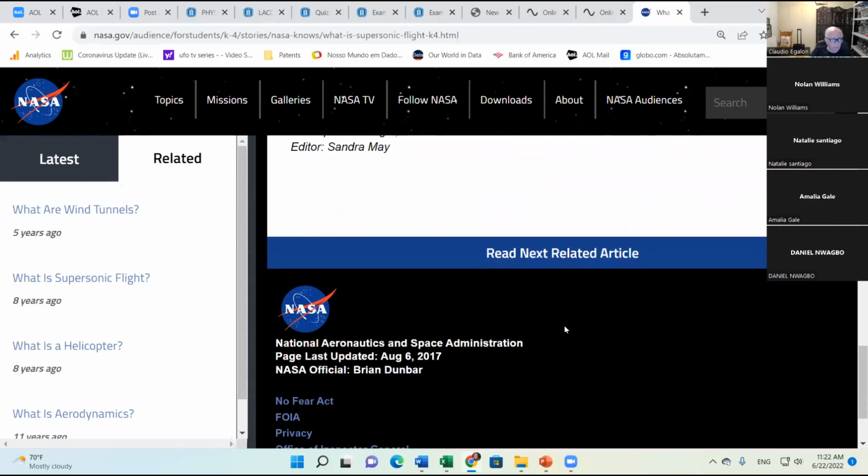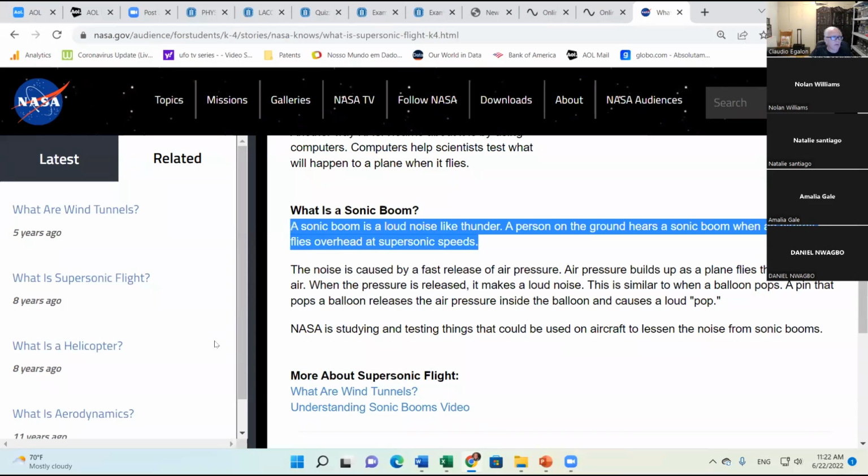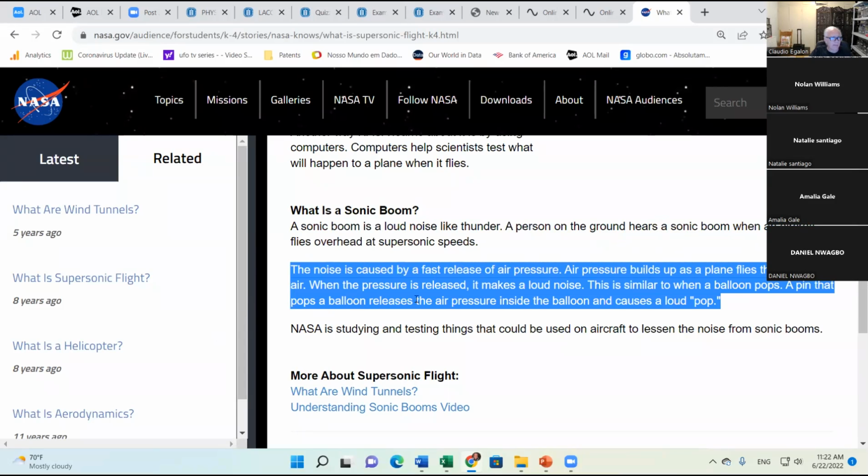Okay. The noise is caused by a fast release of air. Sonic boom is a loud noise like thunder. Apparently, you'll never hear a sonic boom when an aircraft flies overhead at supersonic speed. The noise is caused by a fast release of air pressure. Okay, air pressure builds up as the plane flies through the air. When the pressure is released, it makes a loud noise. This is similar to when a balloon pops. Okay, so it's the change in pressure, right? It's the change in pressure that we end up having.